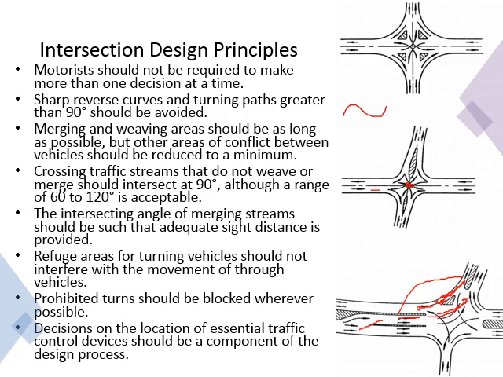Merging and weaving should be as long as possible. What do we mean by merging? You see this driver is coming from this direction, this driver is coming from this direction, and they are merging together. They are coming into the same lane. This is what we call merging. And weaving means that you have a driver coming from here, and then you have another exit going out from here. So this area will become a weaving area.